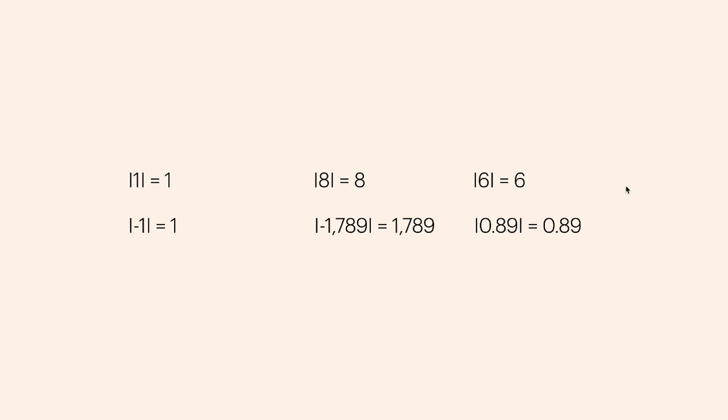But the thing is, decimals can also be in absolute value bars. And so can fractions. I just don't have an example of it in here. So the absolute value of negative 1,789 is 1,789, and the absolute value of 89 hundredths is 89 hundredths. Okay, so that is the explanation of absolute value. So now I'm going to continue on to the questions.